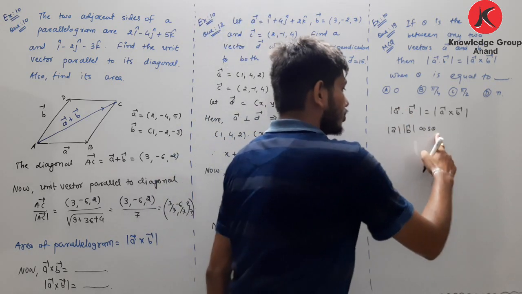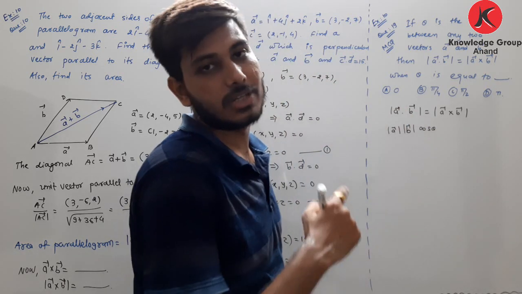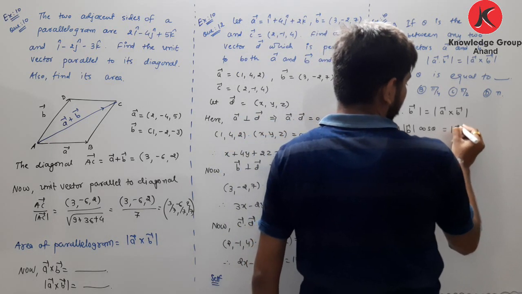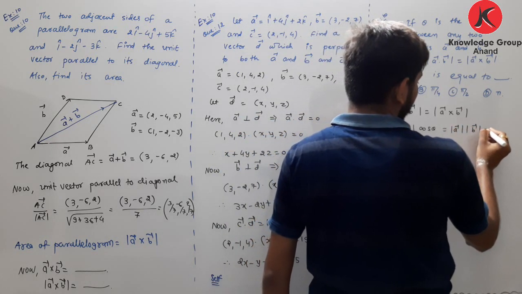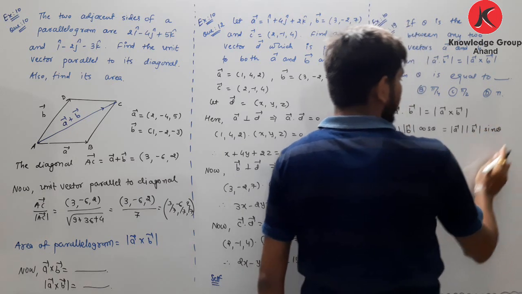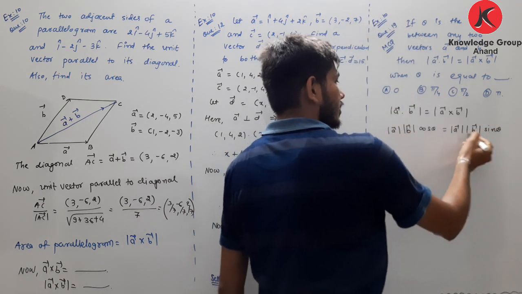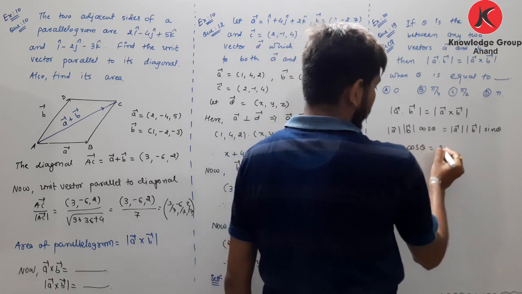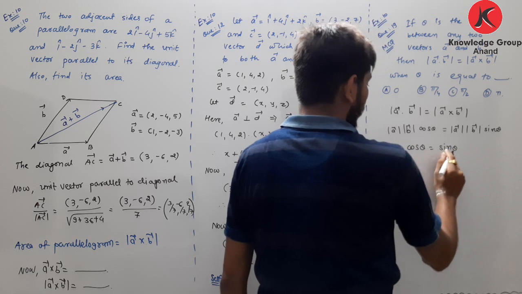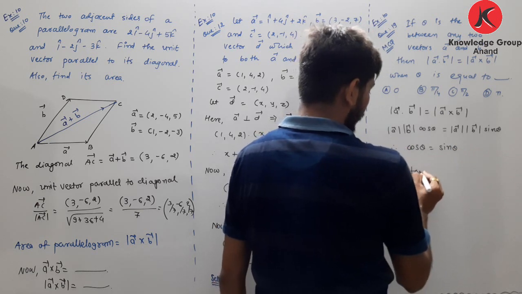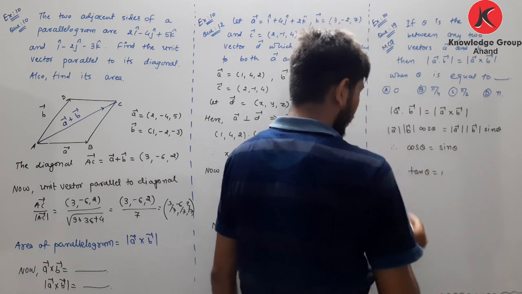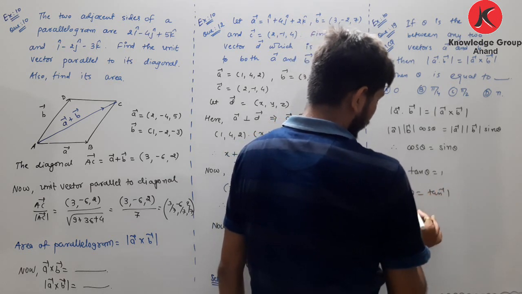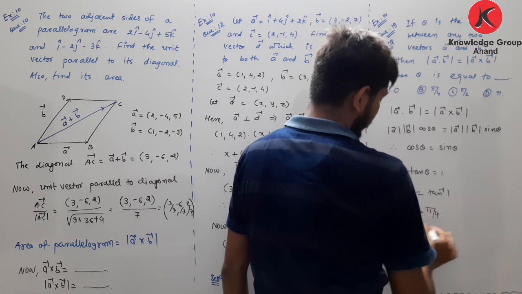Because it is a magnitude, we have to take the value of cos theta as positive, which equals magnitude of vector A into magnitude of vector B into sin theta. So A and B cancel out, therefore I will get cos theta equals sin theta. So tan theta equals 1. Therefore theta equals tan inverse 1, so theta equals pi by 4.